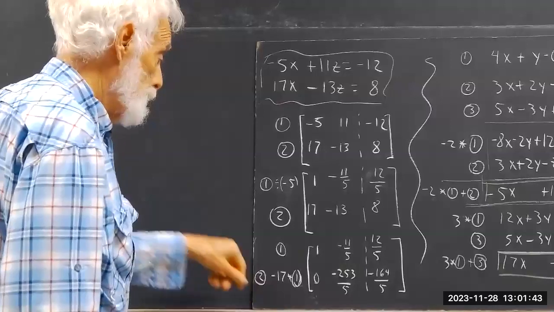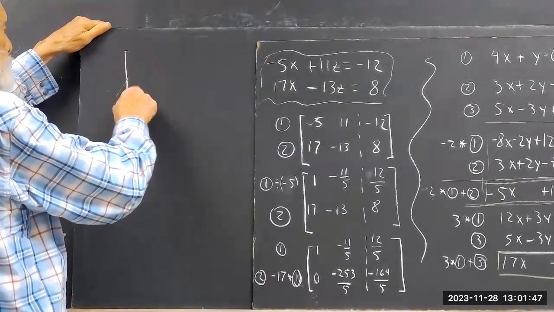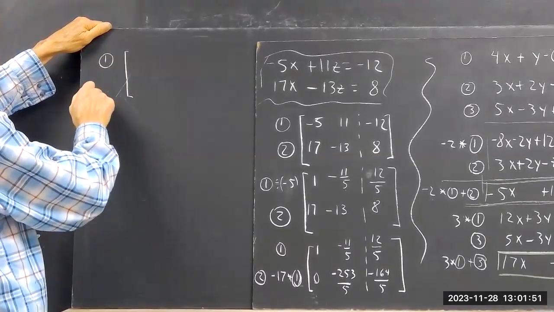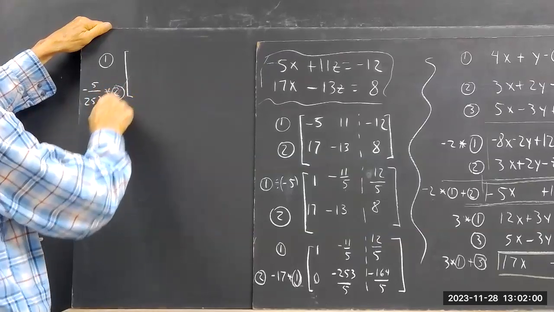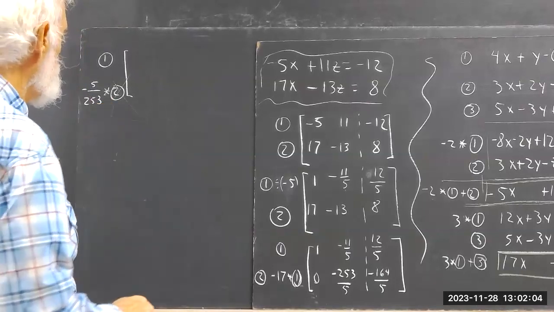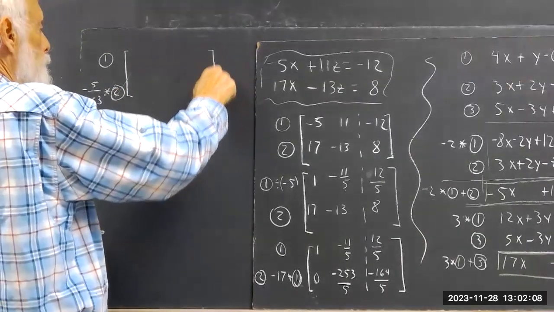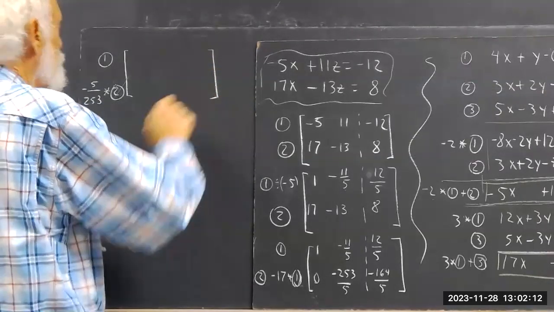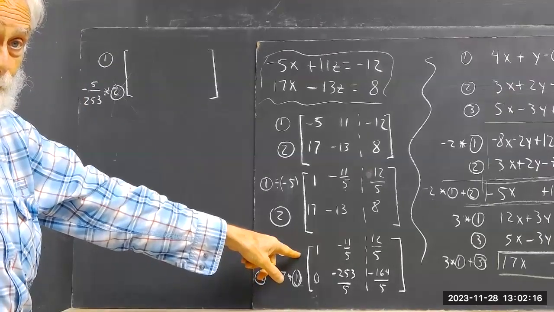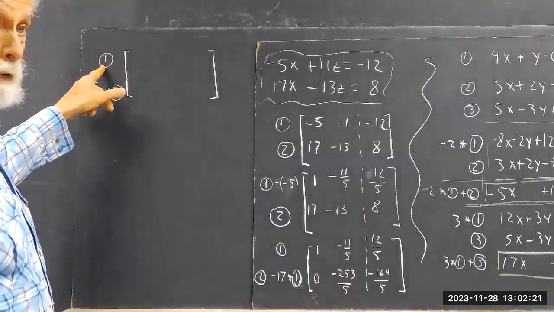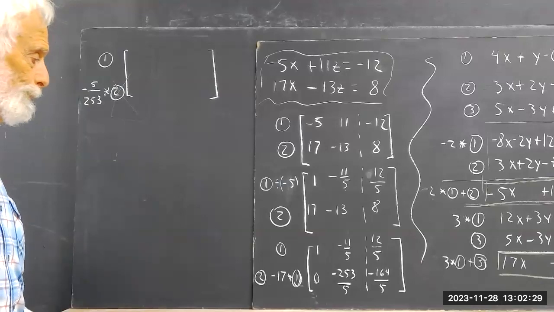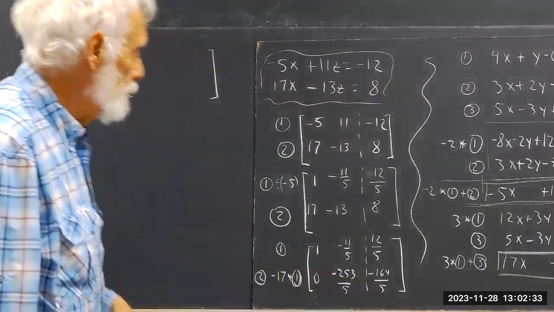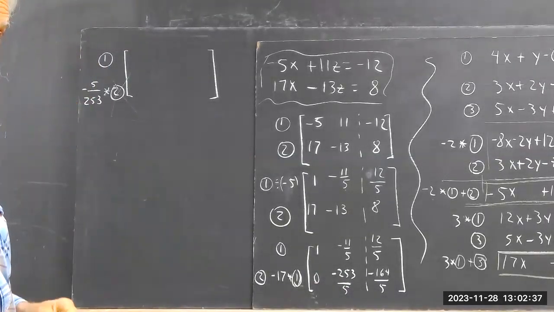The next thing I'm going to do, and I want you to see this operation, is I'm going to keep row 1. And then I'm going to do negative 5 over 253 times row 2. So what's going to go here? Row 1 of your last matrix. So what are you going to do here? You're going to copy row 1. That's what this tells you to do. Then you're going to take row 2, but you're going to multiply everything in row 2 by negative 5 over 253. See if you can do that pretty quickly.